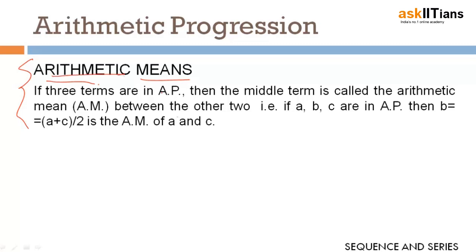So suppose I take 2 terms. For having an arithmetic progression you need at least 3 terms. So with 2 terms, you cannot say that they are in AP, because the definition of AP says that the difference between the terms is constant. If you are having only one difference, how can you compare it with the next difference?